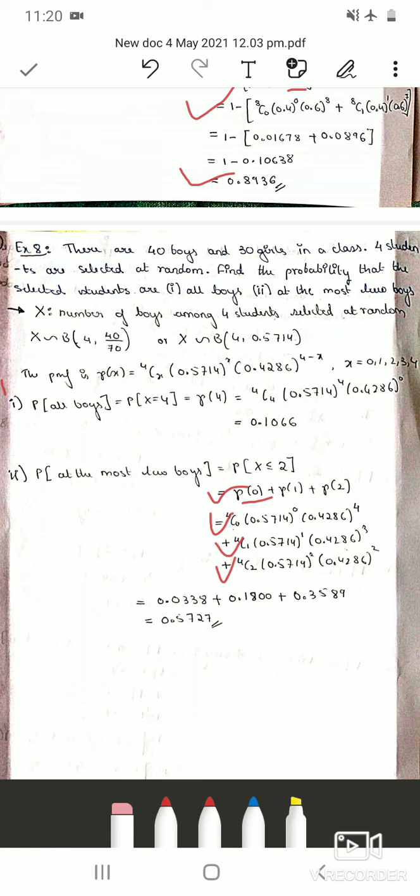So that's it for today's class. In the next class I will solve the last set of binomial distribution problems. After that we'll continue with Poisson distribution. So try to solve these problems. If you have any doubts, you can ask me.